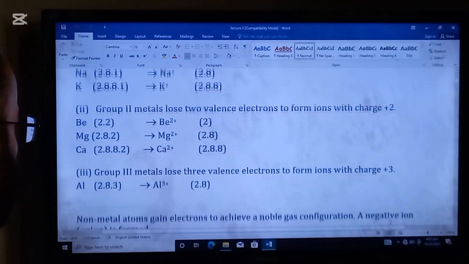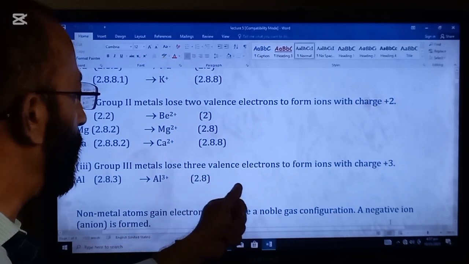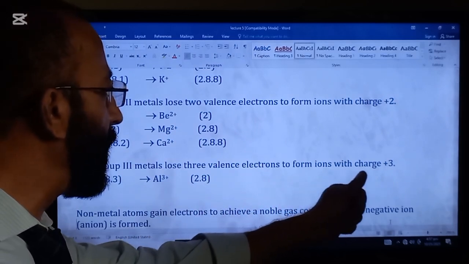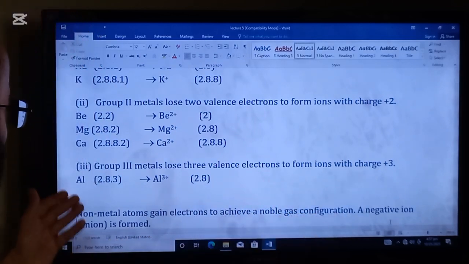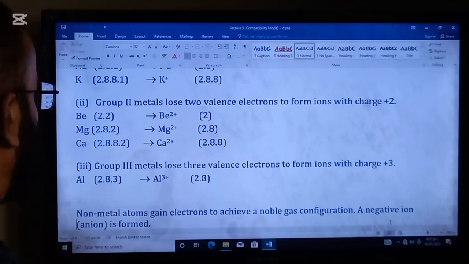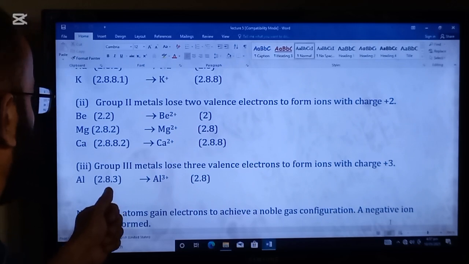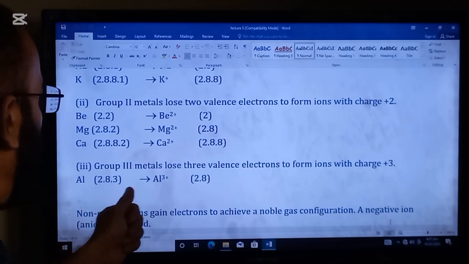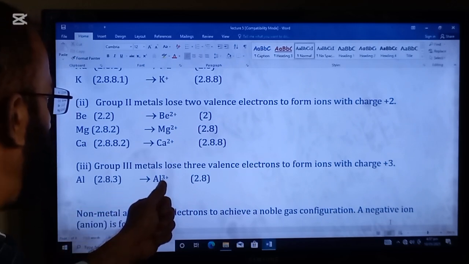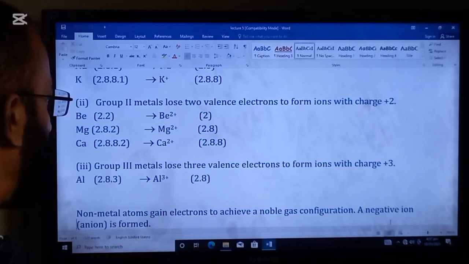In the same method, group 3 metals lose 3 valence electrons to form ions with charge +3. For example, aluminium has electron configuration of 2,8,3. The last 3 valence electrons will be lost to get noble gas configuration, and it will get charge +3. So this will have electron configuration of 2,8.